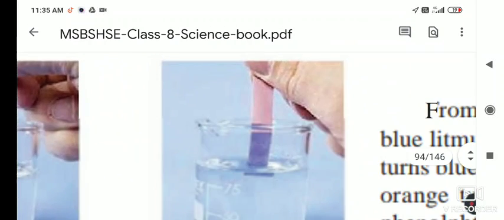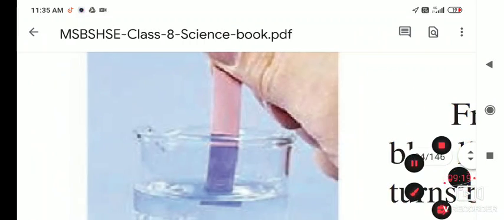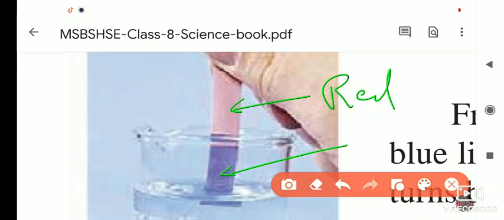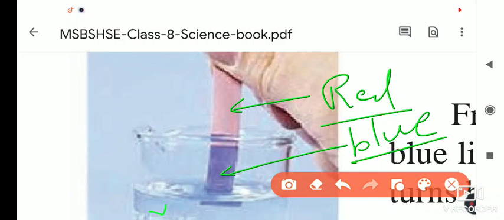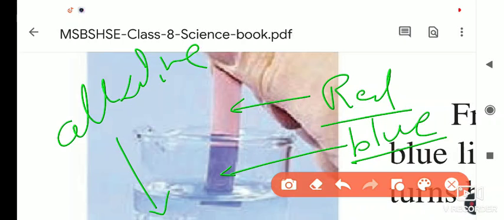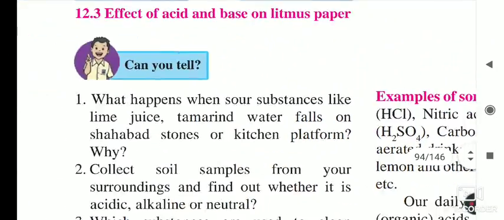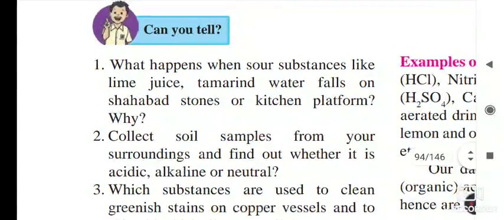And if you see here, it is clearly looking, this is a red litmus paper, and dark blue color is shown in this. So if red litmus turns to blue, then this solution is called an alkaline solution or the basic solution. So from this we can identify whether the given solution is acidic or basic by using the litmus paper.